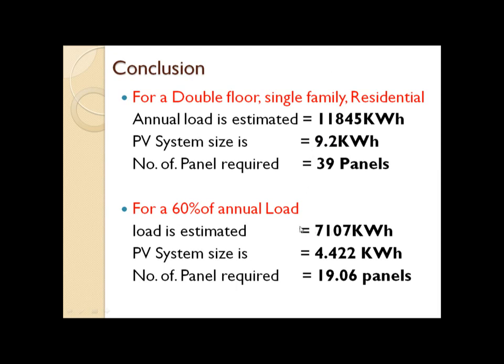In the same case, taking only 60% load is enough. That annual energy demand is calculated as 7,107 kilowatt hour, and the system size is identified as 4.422 kilowatt. Then we need 19 panels to achieve 60% of the annual demand.